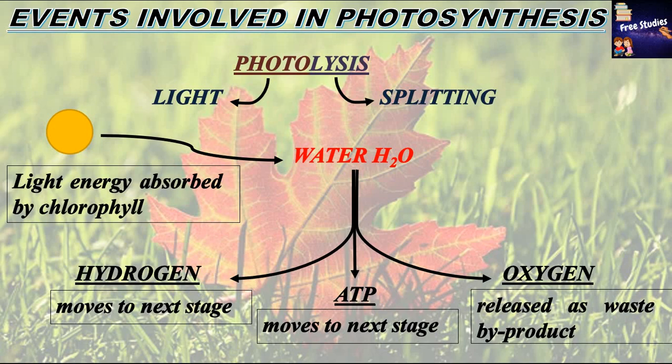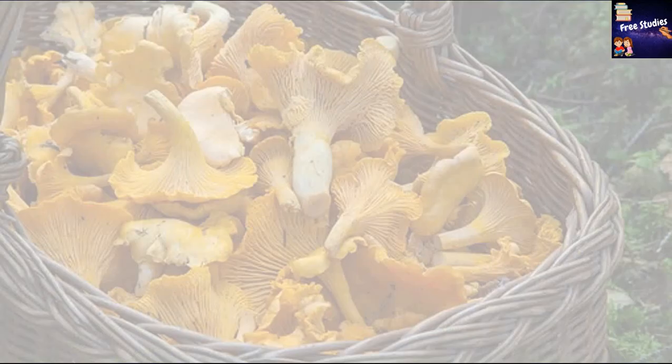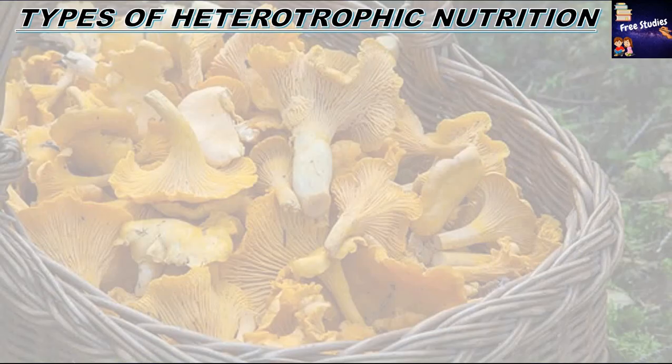After covering events, now we will study the types of heterotrophic nutrition. There are 3 types of heterotrophic nutrition. The first one is saprophytic nutrition, the second is parasitic nutrition, and the third is holozoic nutrition.